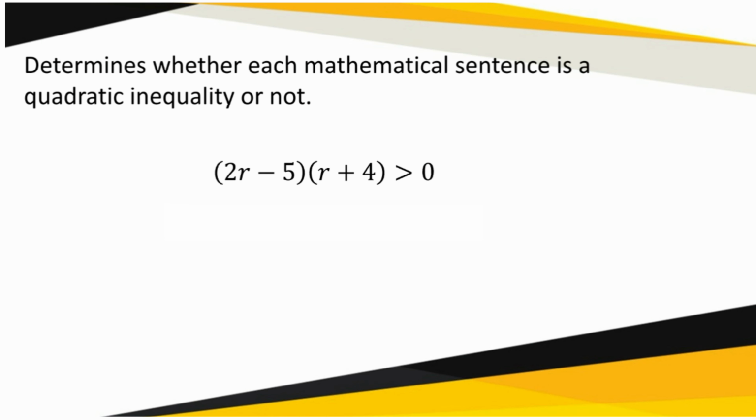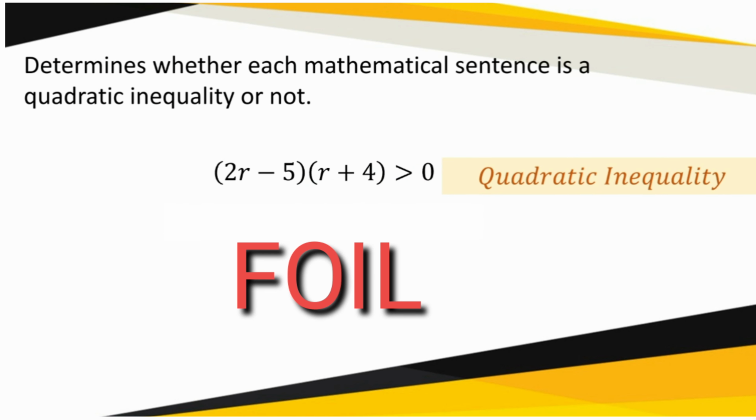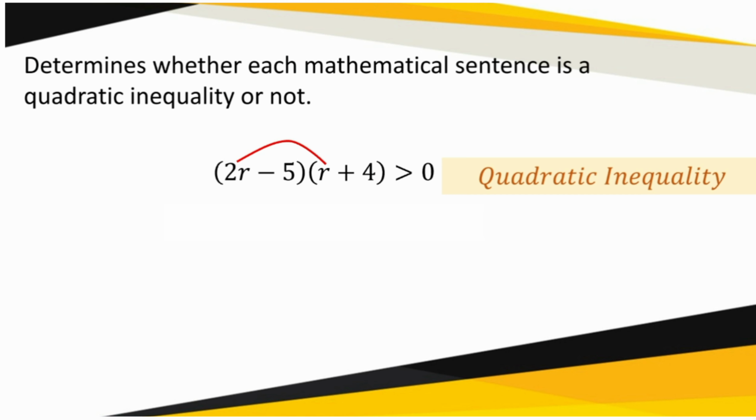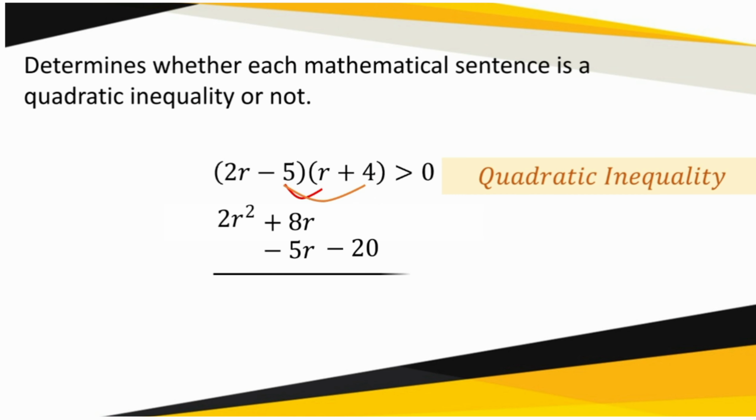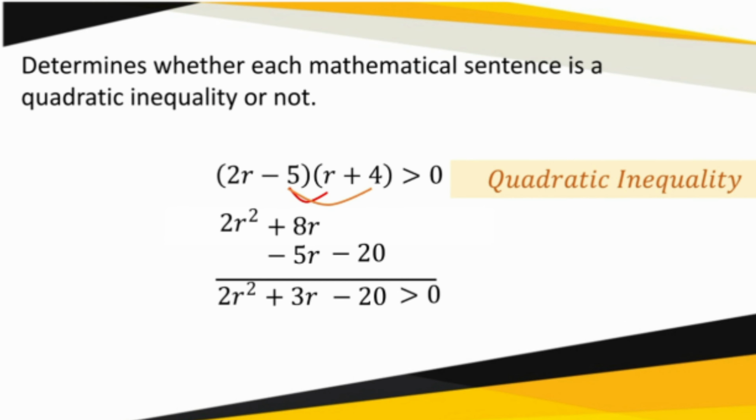Okay, fourth example, quantity 2r minus 5 times quantity r plus 4 is greater than 0 is a quadratic inequality. Bakit? So, tignan natin. Gamit ang FOIL method, simplify natin ito. So, 2r times r is equal to 2r squared, and 2r times 4 is positive 8r. Then, negative 5 times r is negative 5r. Then, negative 5 times positive 4 is negative 20. Combining like terms, bring down 2r squared. 8r minus 5r is positive 3r. Bring down negative 20 and bring down greater than 0.